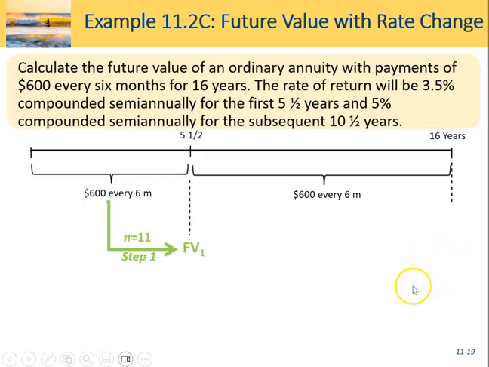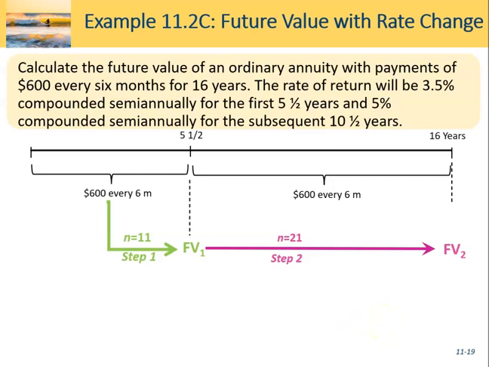loan. So here's one. Calculate the future value of an ordinary annuity with payments of $600 every 6 months for 16 years. The rate of return will be 3.5% compounded semi-annually for the first 5.5 years and 5% compounded semi-annually for the subsequent 10.5 years. Okay, so there's going to be 2 steps here. So we need to create 2 different future values.